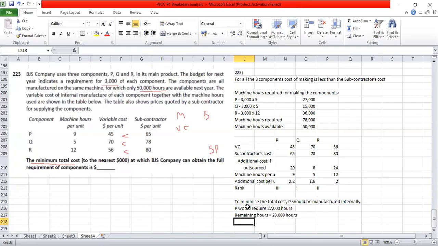The next costlier one is R. R has an additional cost per unit of machine hour of 2. So that is next in order. So R should be manufactured, but R's availability is 23,000 hours. The requirement is 36,000 hours, as we have seen in the calculation. R requires 36,000 machine hours, but the availability is only 23,000 machine hours. Each unit requires 12 machine hours. So out of 23,000 machine hours, how many units can be manufactured?